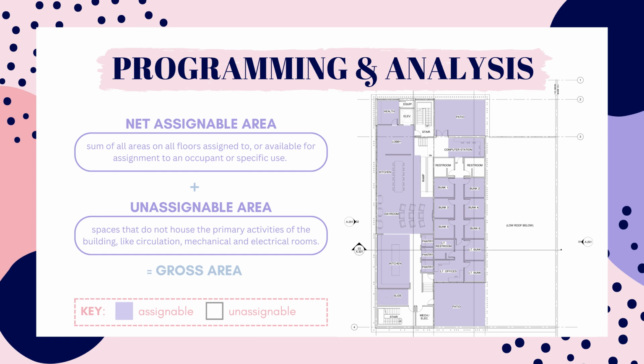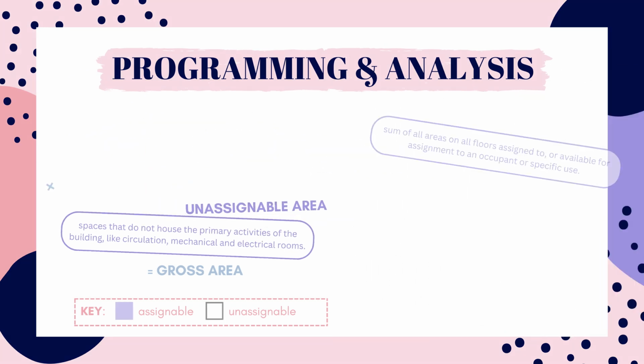Net unassignable are areas that do not house the primary activities of the building. And when you add those two together, you get the total gross area of the building.